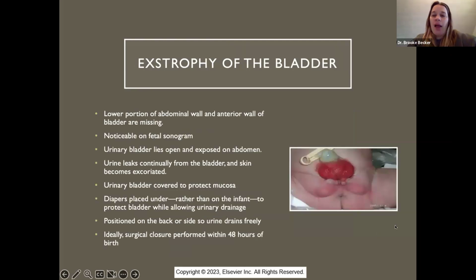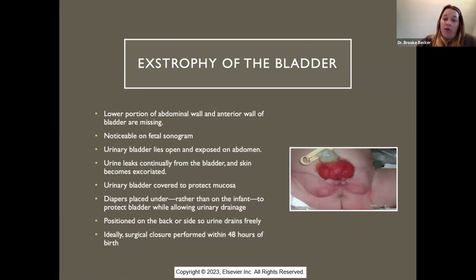Okay, exstrophy of the bladder. This is when the lower portion of the abdominal wall and the anterior wall of the bladder are missing, so they begin to develop outside of the abdomen. You're actually seeing the urinary bladder itself developed outside of the abdomen. So urine is going to continually leak from this area, and the skin is going to get really broken down and excoriated.